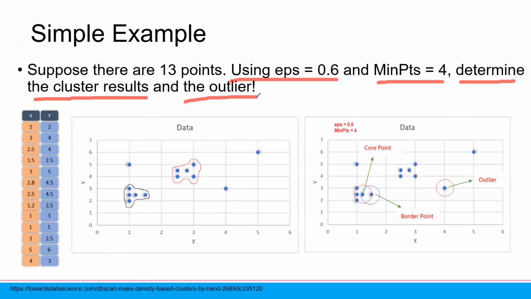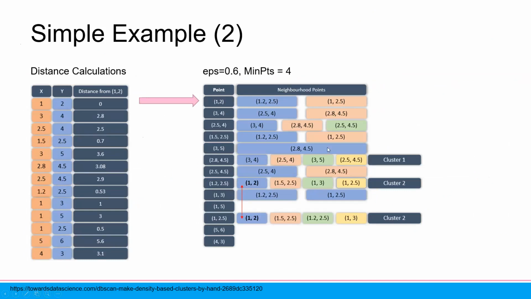So how can we deal with this? Maybe you can check this one. This is the core point. This is the border point. These are the outliers. Okay. But how can we determine this? So let's do the calculation. The data number 1, data number 2, data number 3, data number 4, and so on, until we have data number 13.